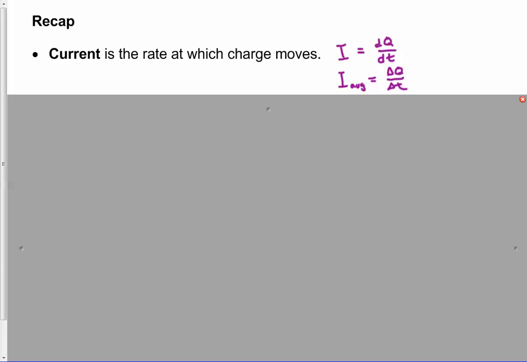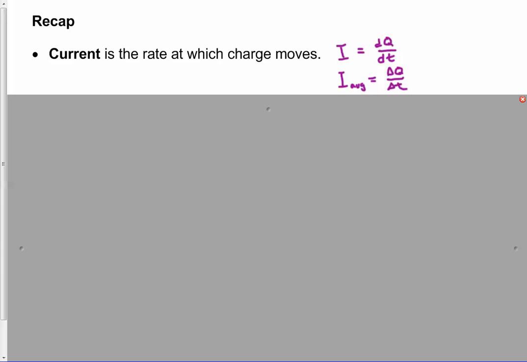In this short video, we will introduce the idea of resistance. Just first a recap on what we did in the previous videos. We talked about current. So current is the rate at which charge moves. As I said in those videos, we had been talking about mostly static situations, but now we're talking about when charge is moving or flowing.